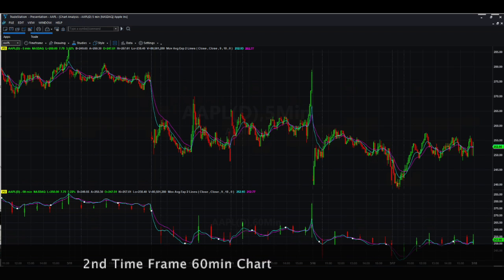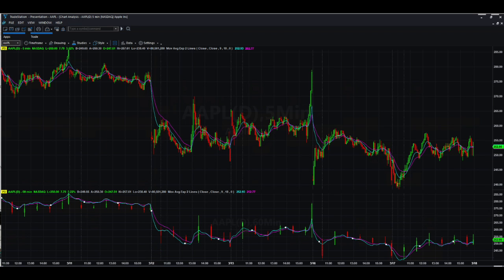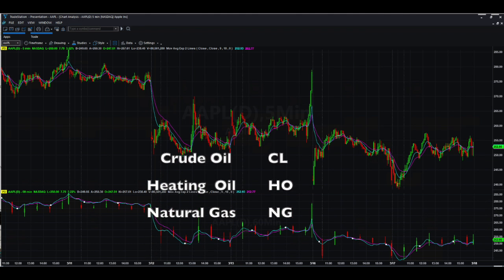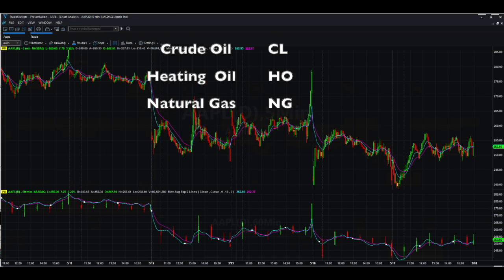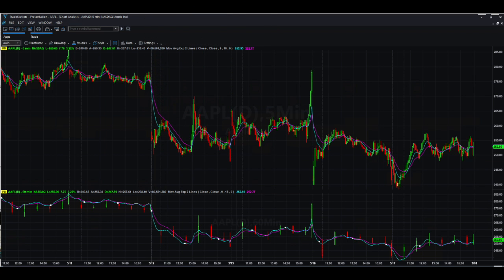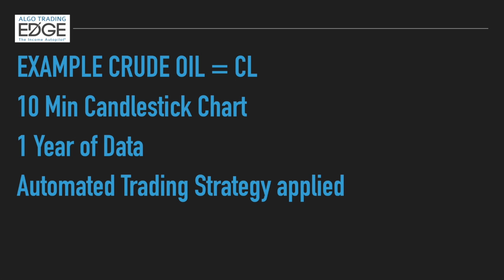I use the second or multiple time frames in all of my trading. For example, in my crude oil trading I have two different ways that I apply it. Either I use heating oil or natural gas on a second chart. That's another way to use a second chart, by finding a symbol that has a very high correlation to the symbol you're wanting to trade. Or I use a second time frame with a different interval. Let's look at an actual example how I use it to improve my trading profits.